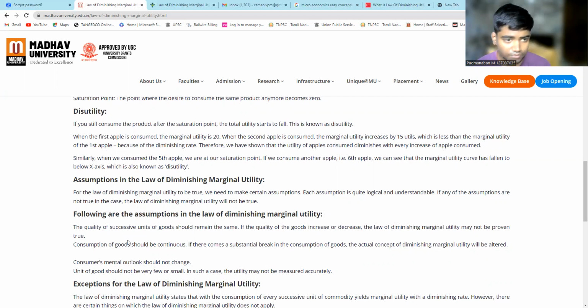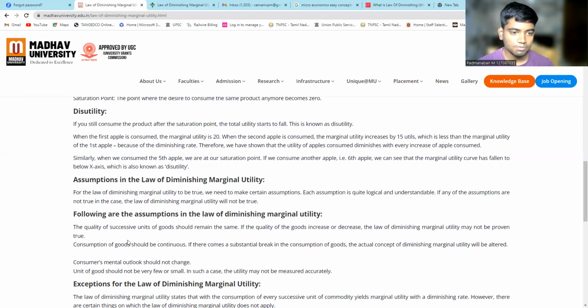Similarly, when we consume the fifth apple, we are at a saturation point. That is, the total desire to consume that particular commodity totally vanishes. So that point is called a saturation point. If we consume another apple, the sixth apple, we can see the marginal utility curve has fallen below the x-axis, which is called disutility. So when the marginal utility becomes negative, it is called disutility.